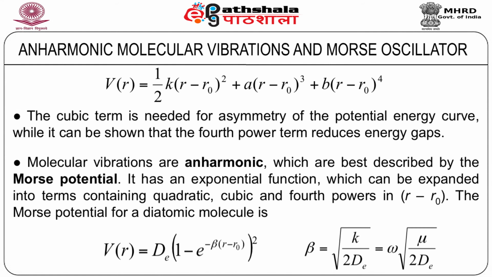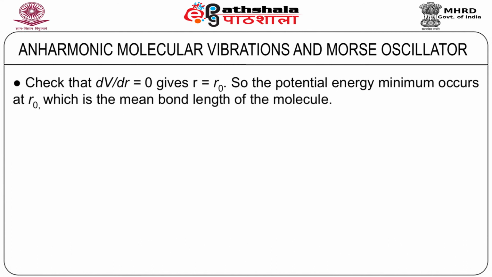Okay, so if you know the expansion of an exponential factor, then you can expand this and you can find that the Morse potential actually corresponds to the potential V(R), which contains different powers of R minus R0 as shown on the screen. Now you can check a few things. For the Morse potential, if you differentiate V and put it equal to 0, it gives R equal to R0. So this tells you that the potential energy minimum occurs at R0, which is the mean bond length of the molecule. This shows that you are on the right track.